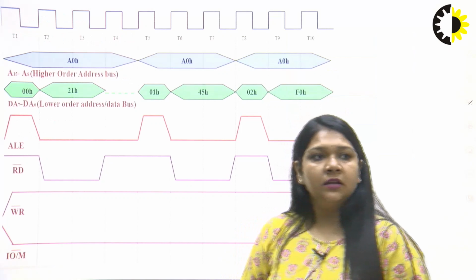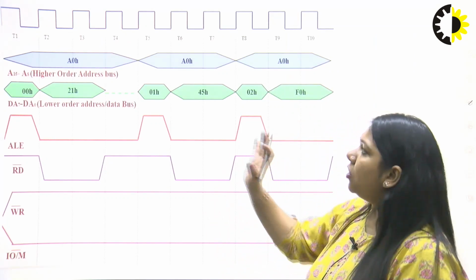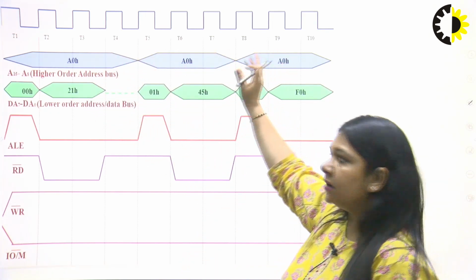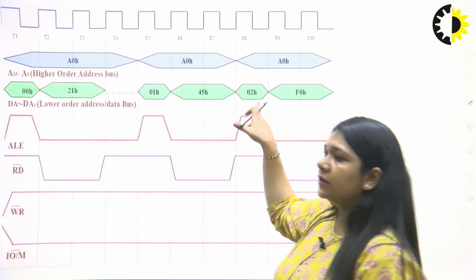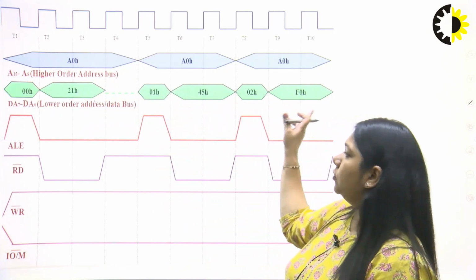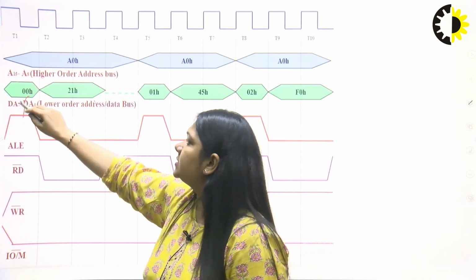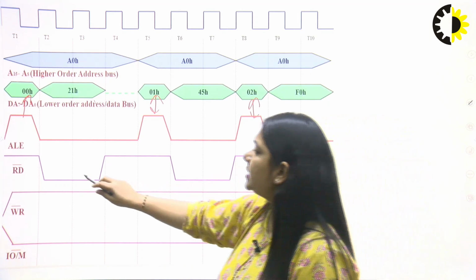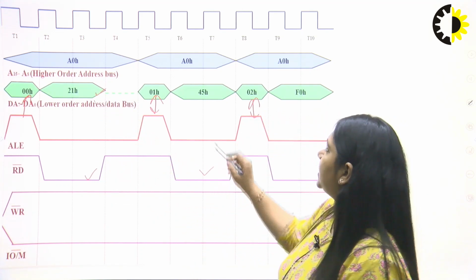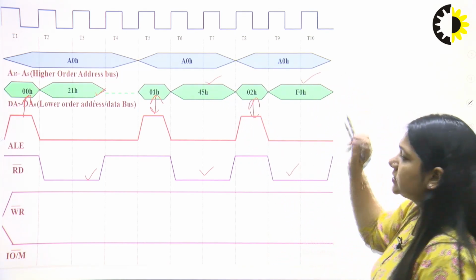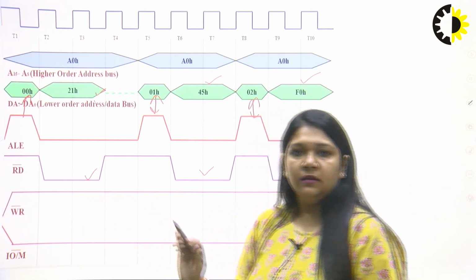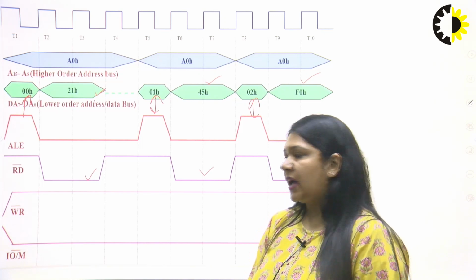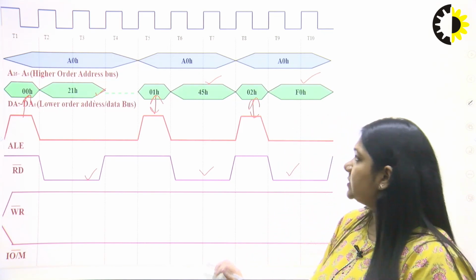Here we will have 3 machine cycles. As you can see, all the functions are the same. The higher order address is going, then the lower order address, opcode, and operands. ALE is enabled, the lower address is going, each time. When read bar is active, data is going, each time. The write signal is completely not active, and we are dealing with memory, so that is why IO/M bar is equal to 0.